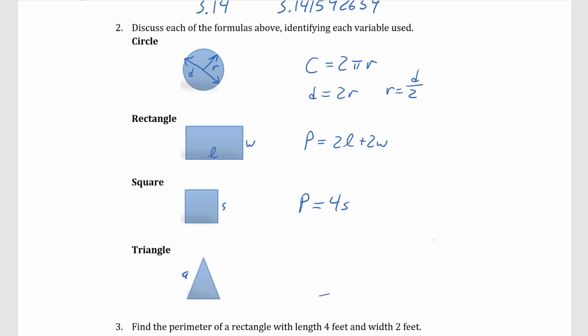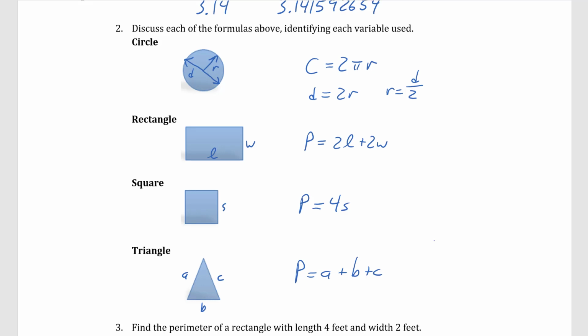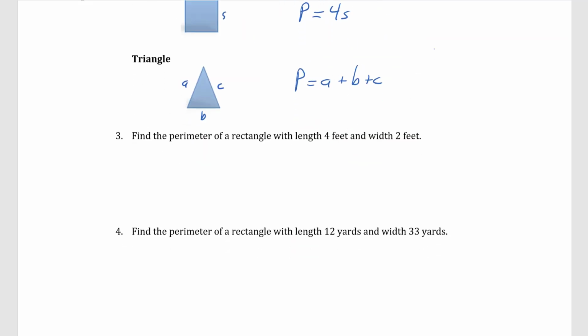For a triangle, we can call the sides a, b, and c. And the perimeter is simply a plus b plus c. Always remember, perimeter and circumference are the distance around the outside of something. So if you start at one corner of a building and walk all the way around, returning back to that corner, how far did you walk? That's kind of where the rectangle formula comes from. So let's take a look at some examples here.